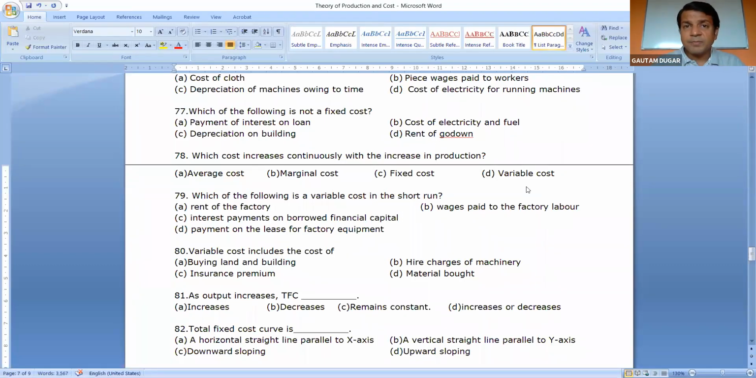Fixed cost remains fixed. Now here you must know the shape of the TFC curve or the TVC curve. Total fixed cost curve is a horizontal straight line parallel to the output axis. But the total variable cost curve is constantly increasing. It is an inverted S-shaped curve. It increases continuously. Coming to 79.